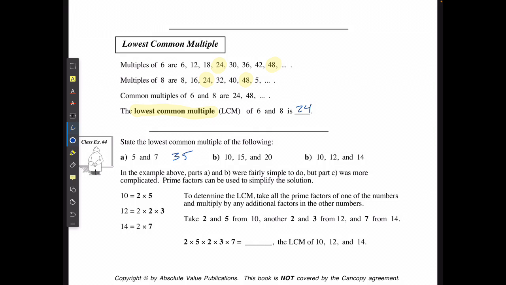If I'm going for B, I can list out all the multiples of 10, all the multiples of 15, all the multiples of 20, and I can see the first time that they all match up is at 60.